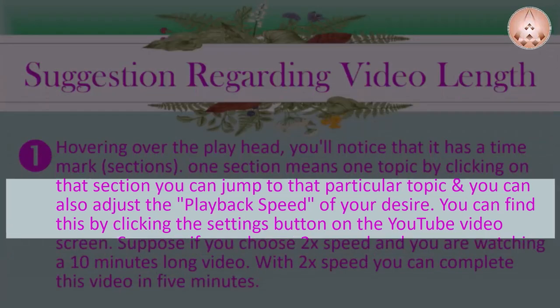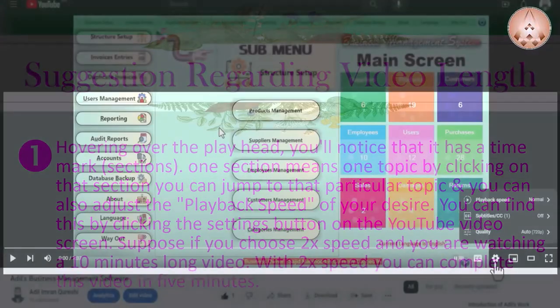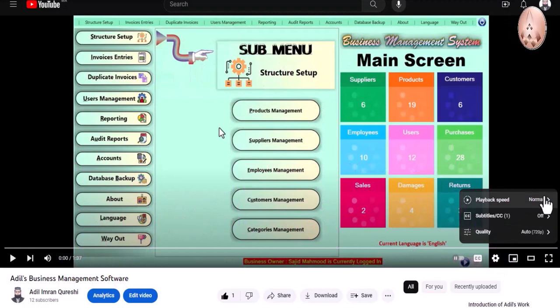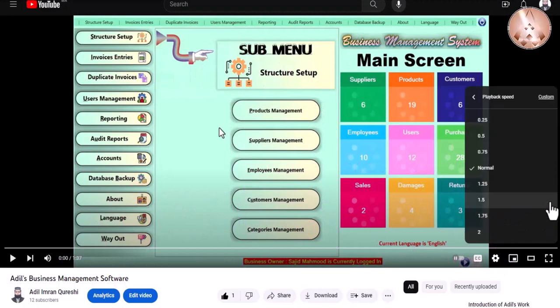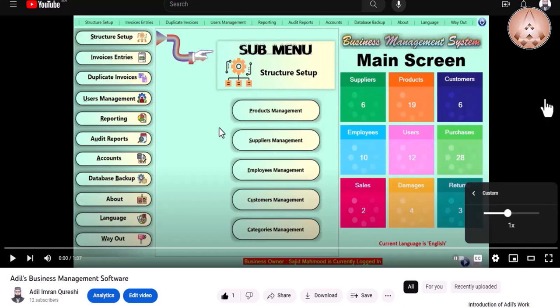And you can also adjust the playback speed as you desire. You can find this playback speed by clicking on the settings button on the YouTube video screen. Suppose you choose 2x speed and you are watching a 10 minute long video, with 2x speed, you can complete that video in 5 minutes.